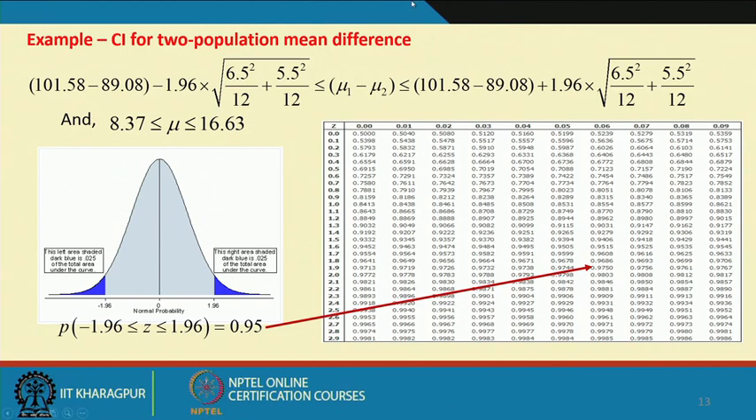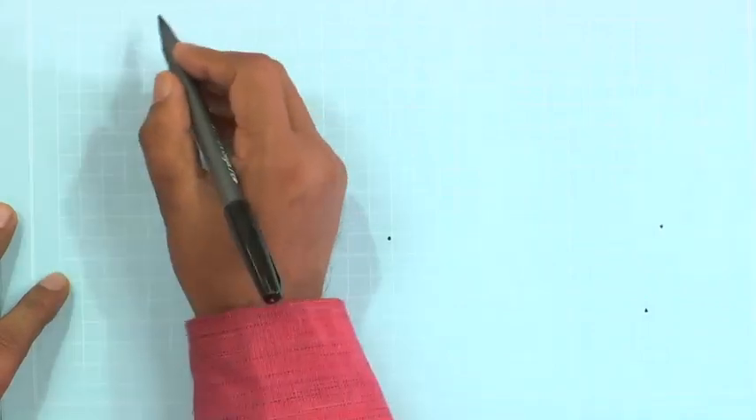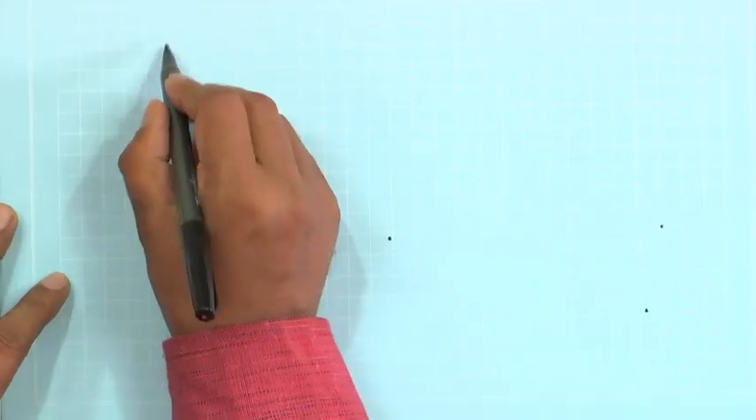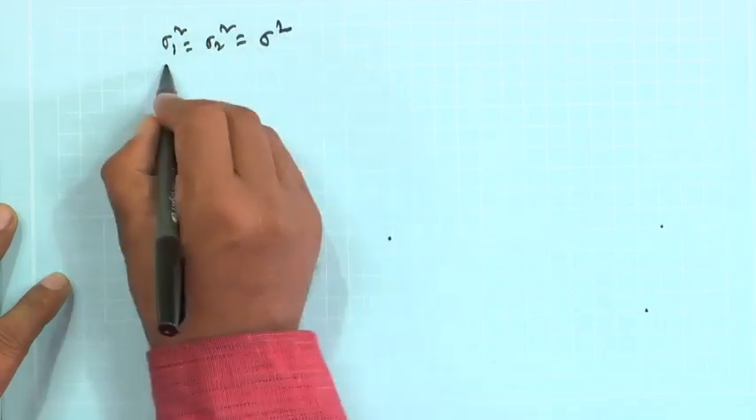Now, go for the second one. Confidence interval between two population means, the special case, a very important one. Most of the time we assume that the two population variances are equal, that means sigma 1 square equal to sigma 2 square equal to sigma square.